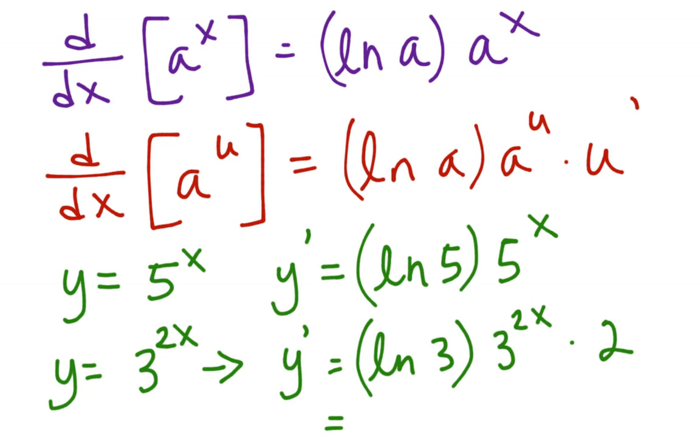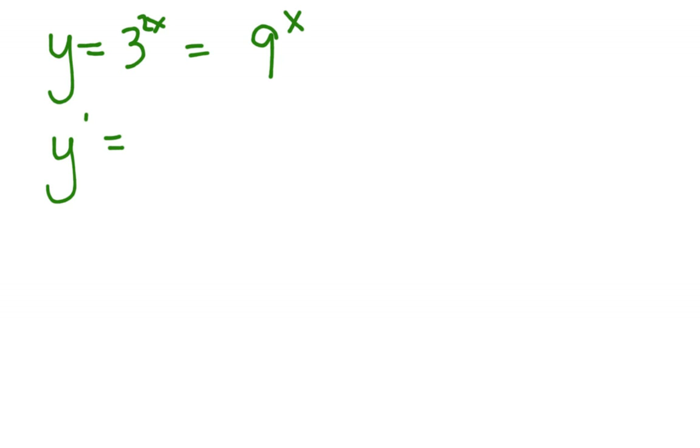So this can be rewritten like this: 2 ln 3 times 3 to the 2x. Let me see something here. What happens if I rewrite y equals 3 to the 2x as 9 to the x? Do I get the same thing? Well, y prime is equal to ln 9 times 9 to the x.